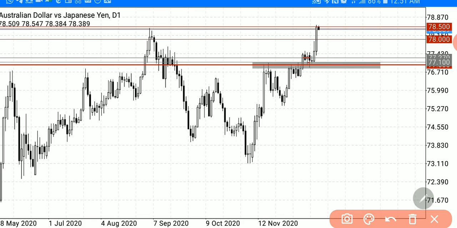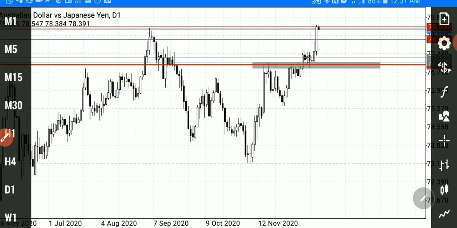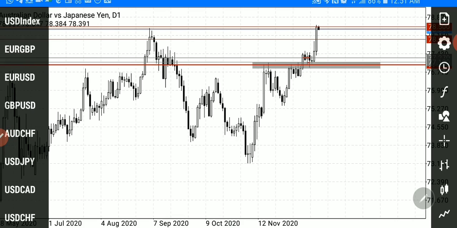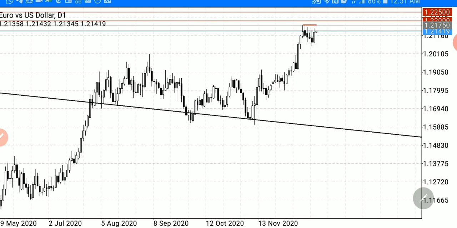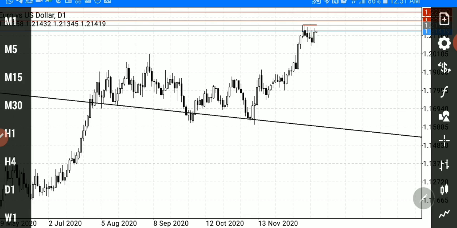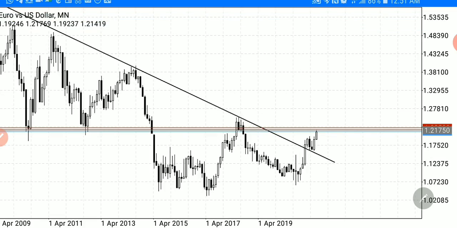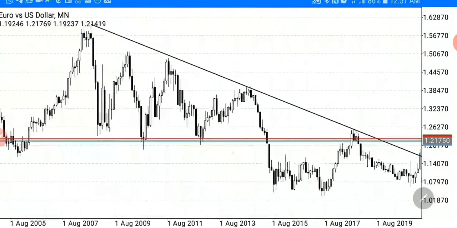Before I go into the pair that I'm going to analyze today, which is the Euro USD, I would like to quickly throw in some top-down analysis of the fiber. First, I'm starting with the monthly time frame. You will see a nice downtrend line.